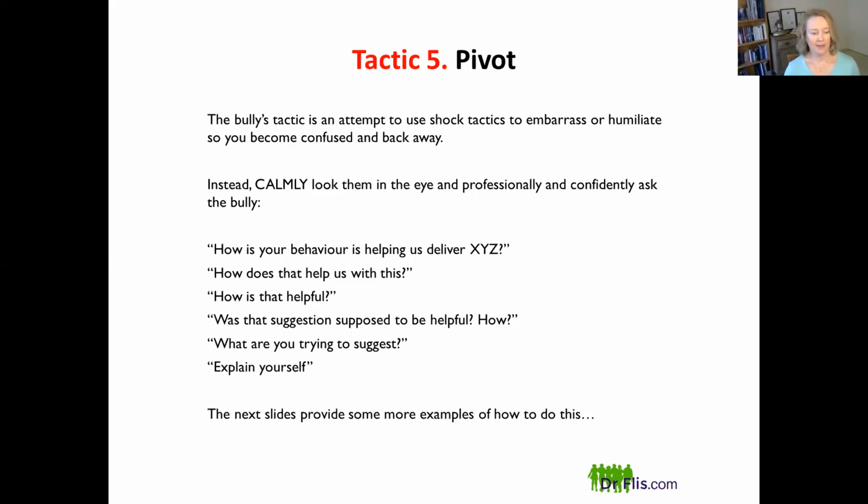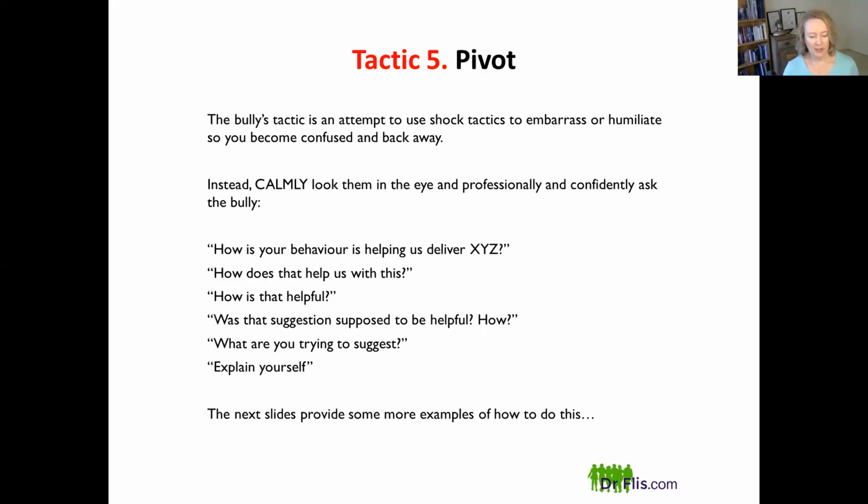Tactic 5, pivot. The bully's tactic is an attempt to use shock tactics, as I said, to embarrass or humiliate you. So you become confused and back away and they've got control over you. You're handing over their power. But instead, calmly look them in the eye again and professionally and confidently ask the bully, how does your behaviour help us deliver this project? So see, you're pivoting, you're pushing it back on them. How does this help us? How is this helpful? How is your behaviour helpful? Push it back on them.